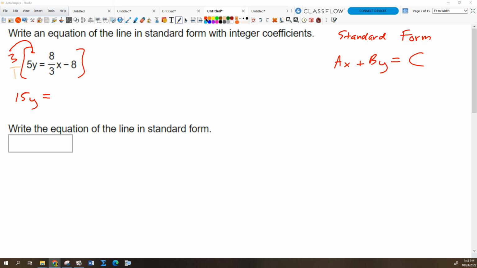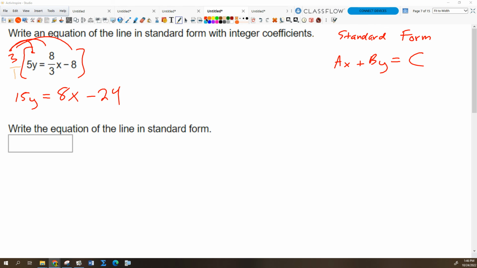Let's just do regular distribution this time. 3 over 1 times 8 over 3, I multiply straight across and I get 24 over 3, which is 8. So 8x, and then finally minus 24. 3 times negative 8 is negative 24. Okay, good. Now what?